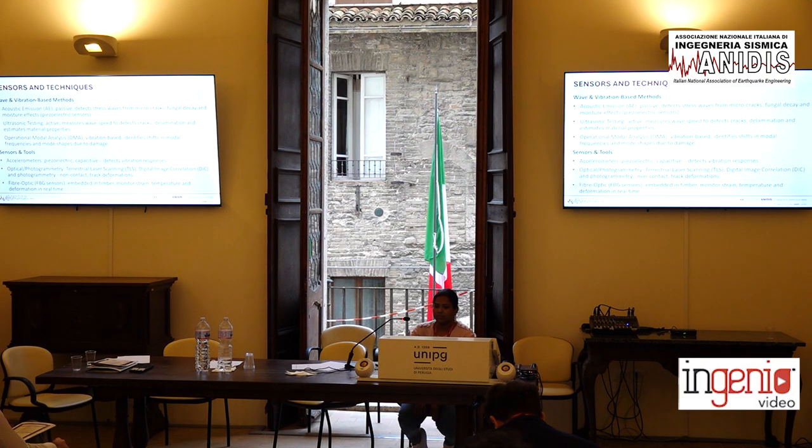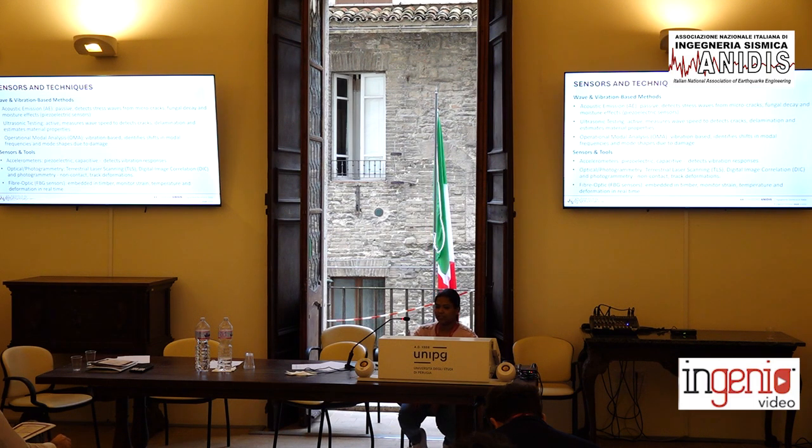The sensors use the acoustic emission method, which uses a piezoelectric sensor, which uses electricity in order to find defects in the material. Ultrasonic testing is a method where sonic waves, or sound waves, are used to determine the damage in the timber material. Operational modal analysis is a method where the modal frequencies and mode shapes are determined, and with which the damage in the structure is determined.